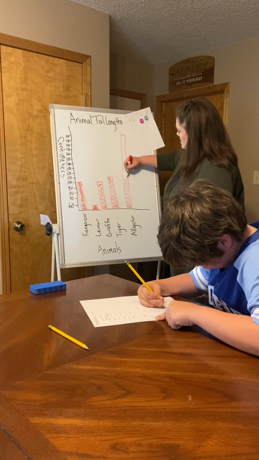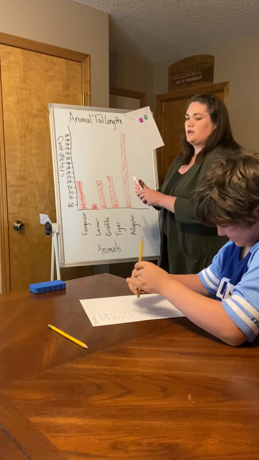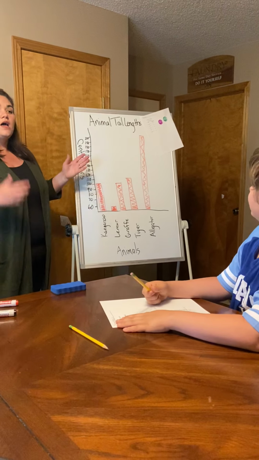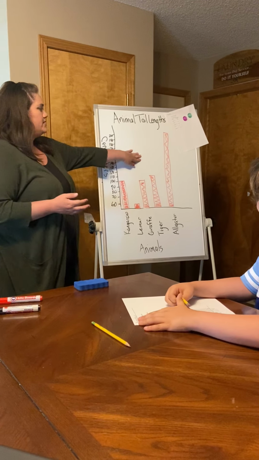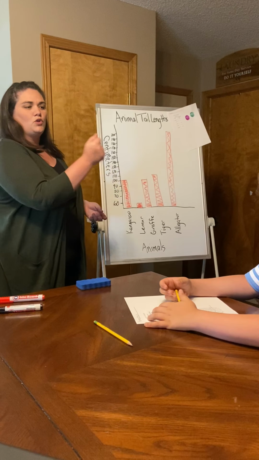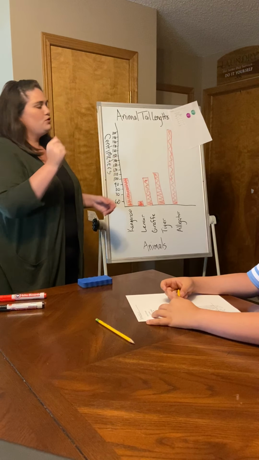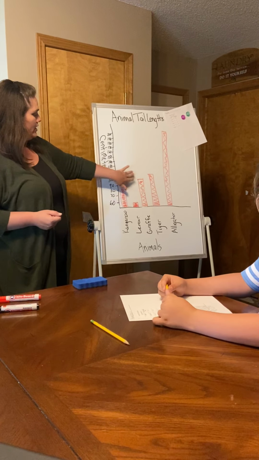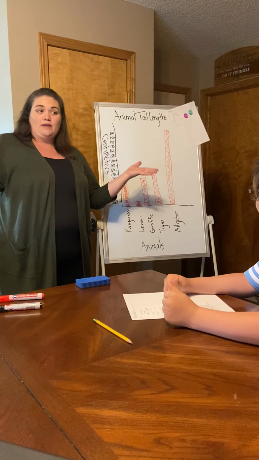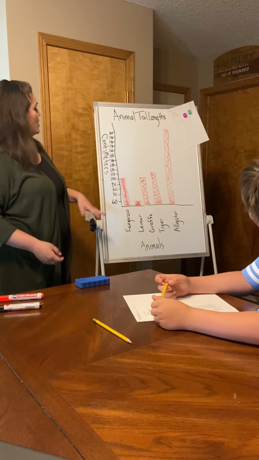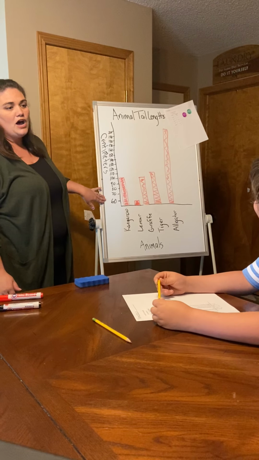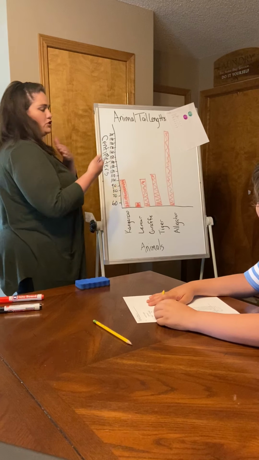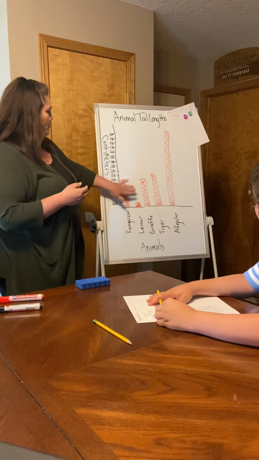Now, when we have our graphs done, it should look something like this. Now, when we look at this, is it easier to just see who has the shortest tail? You didn't have to read through this graph or the data chart, right? We were able to just look and go, oh, that's the shortest box. It's the lemur, right? So that is how a bar graph helps us to organize information. It helps us to visually see the numbers.